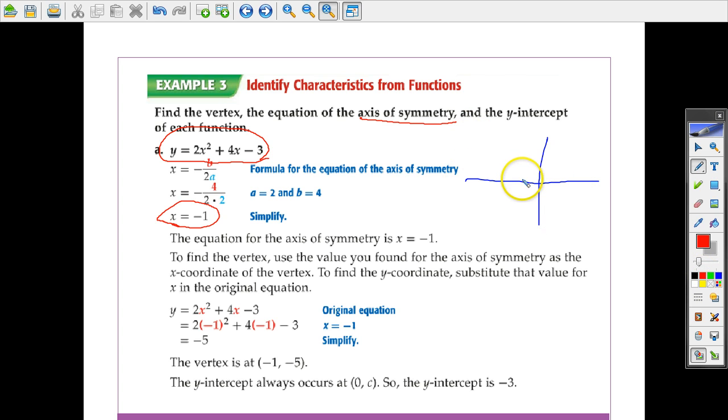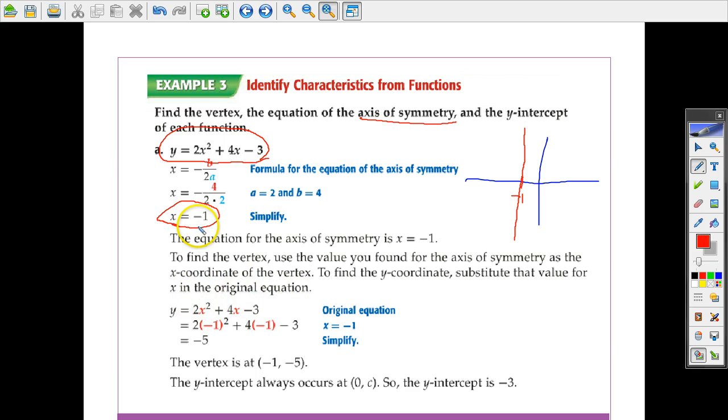X equals negative 1, that point right here. This is where it cuts in half. So the axis of symmetry is negative 1. To find a vertex, use the value found for the axis of symmetry as the x-coordinate of the vertex. To find the y-coordinate, substitute that value for x in the original equation.